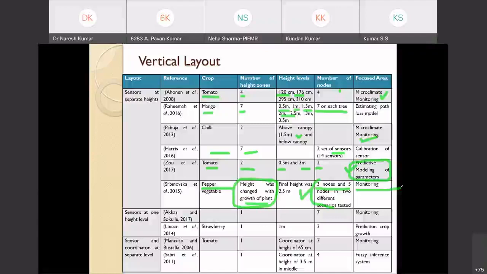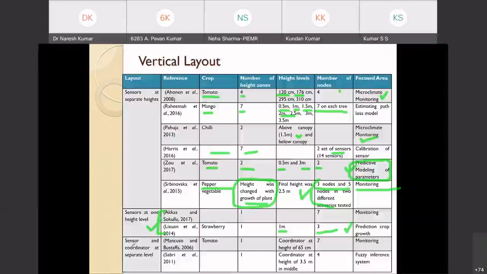Then a sensor at one height level was used for the strawberry at 1 meter, and there were 3 nodes for the prediction crop. So we have considered that to be at one level, but not at the ground level, so we have considered it as the vertical layout.